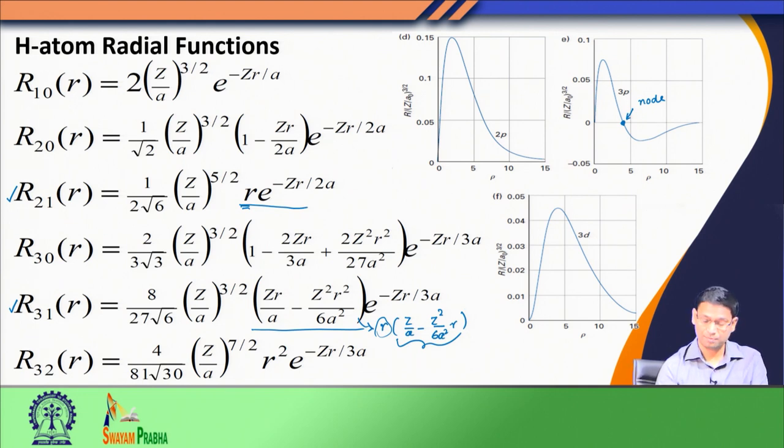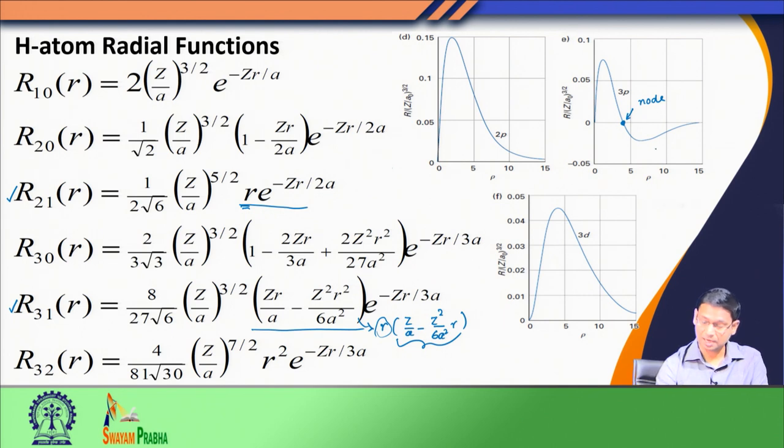When I find the root of this polynomial over here, I can find the value of r where this polynomial is 0, and that would be the place where this radial function will develop a node.